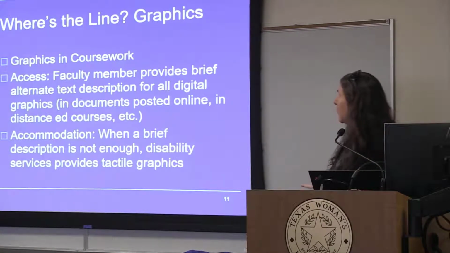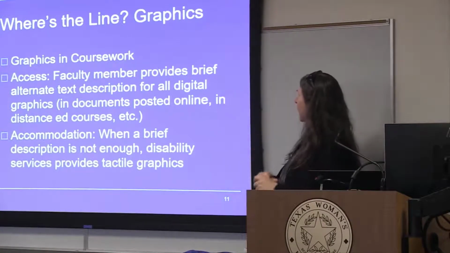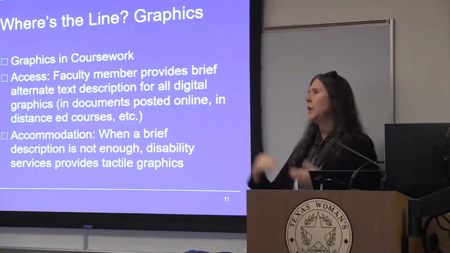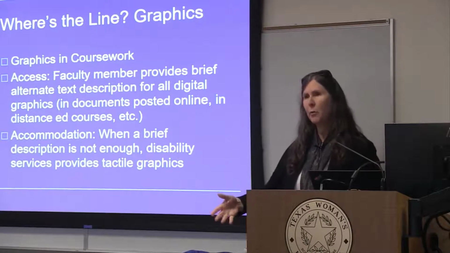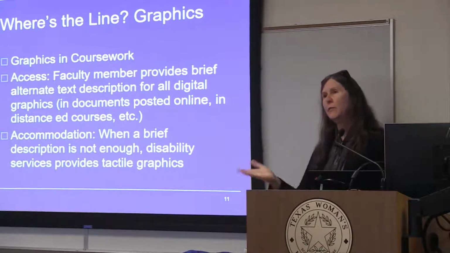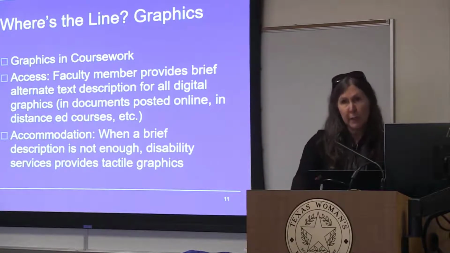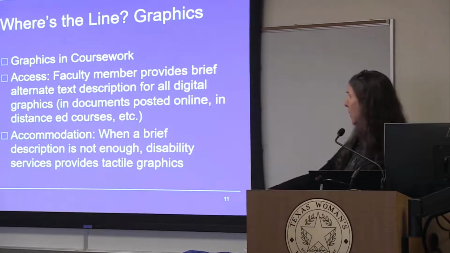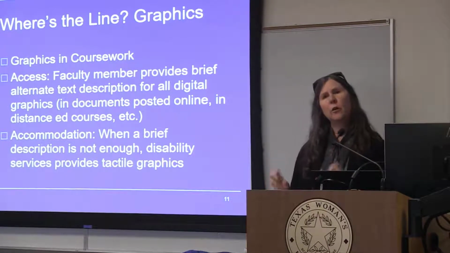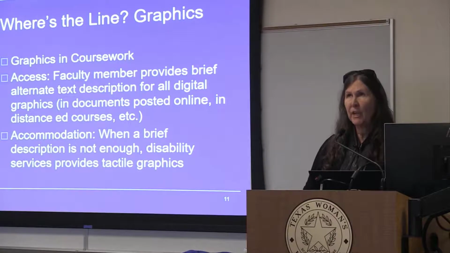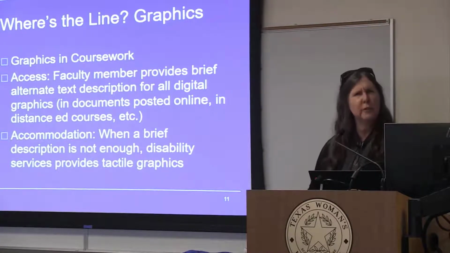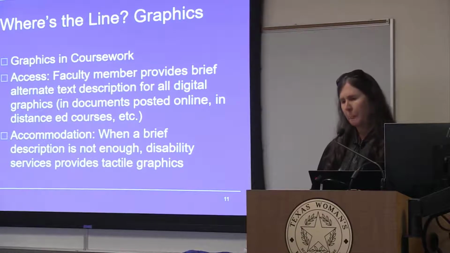So let me give you some concrete examples here. Graphics. Any sort of graphics that you are putting into your course, into a document, into a PowerPoint, into your agenda, onto your flyer, whatever it might be, if it's meant to be distributed electronically or online, it needs to have a brief description. We call that an alternative text description, or an alt text description, or an alternate text description. A lot of different ways of talking about it.